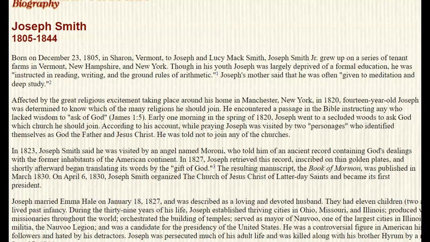In 1823, he was visited by an angel, Moroni, who told him of an ancient record containing God's dealings with the former inhabitants of the American continent. And so he created the Book of Mormon.